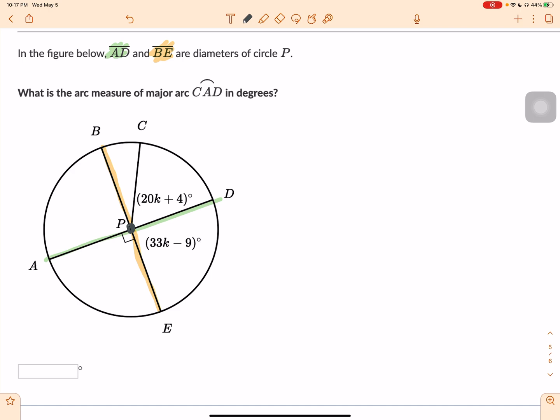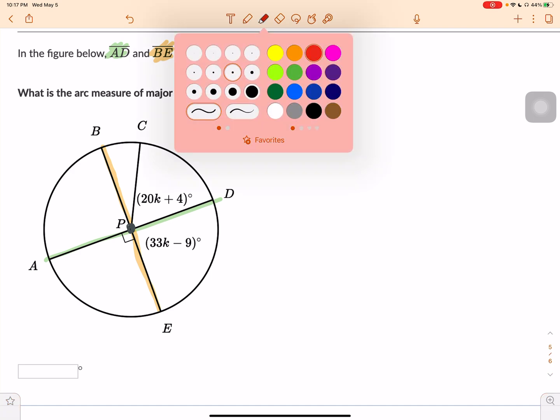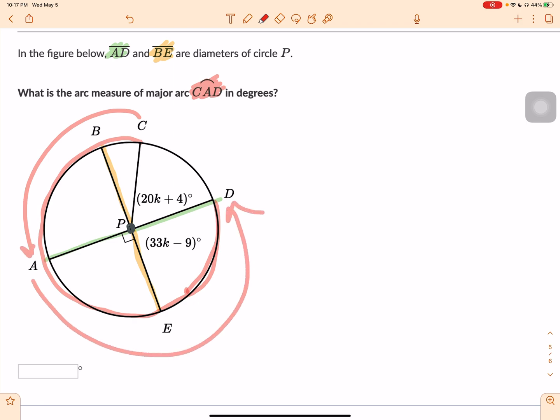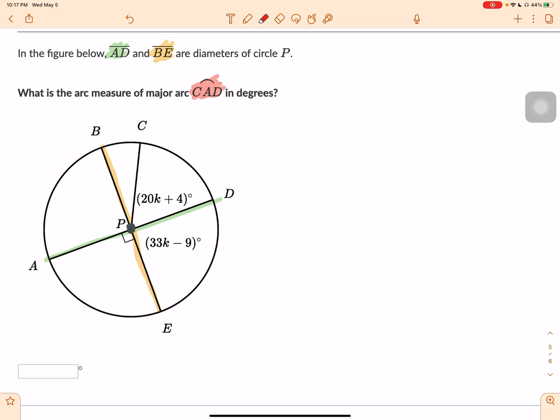So here it says, what is the arc measure of major arc CAD in degrees? So let's see here. This one's going to be a bit of work. Major arc CAD. You notice here how I did not go from C to D. It told me CAD, so I had to go from C to A to D in order to know which arc I was working with here. Okay, so that's how I always want you guys to do, is follow the arc name, CAD. So that's what I need to find.